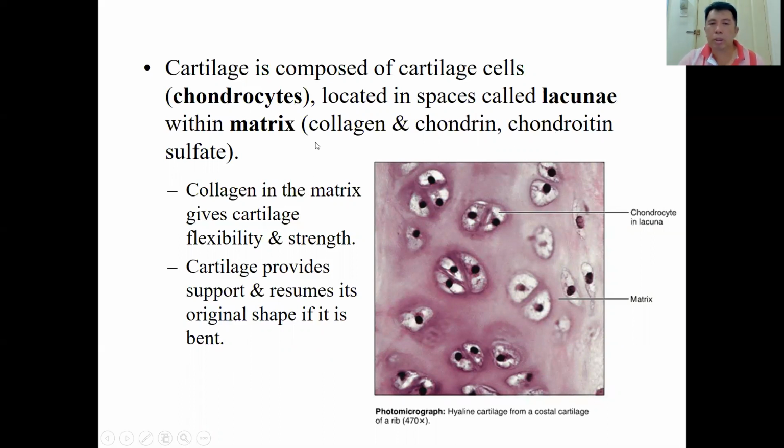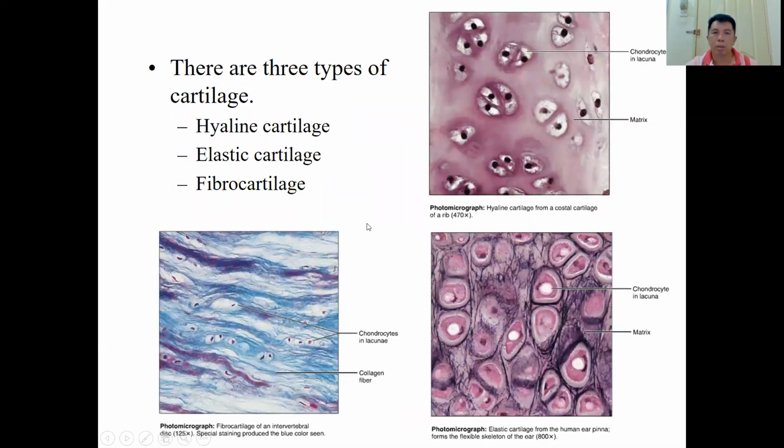So we see the matrix. The matrix has a lot of chondroitin sulfate, collagen and chondroitin sulfate. Chondroitin sulfate is chondrin. So remember, chondrocytes are found in lacunae, and then we see the matrix. So this is cartilage. There are three types of cartilage: hyaline cartilage, elastic cartilage, and fibrocartilage.